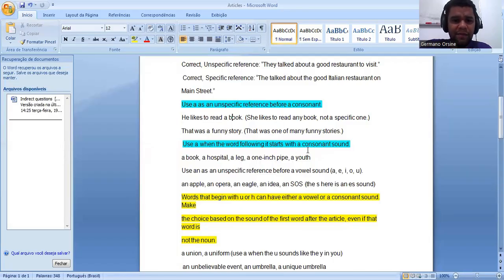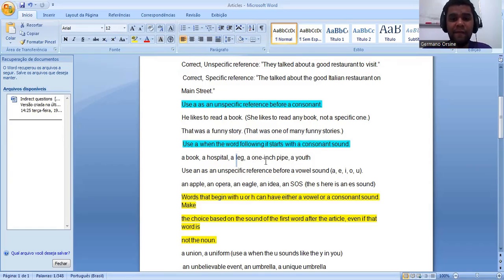All right, and that's it. As I said before, we use a when the word that comes right after it starts with a consonant sound. So let's take a look at some further examples. A book, a hospital. Okay, there are two ways to pronounce the letter H in English. The first one is this h sound, and it can also be silent, but we're going to talk about it later. A leg. Okay, the word that comes after the article starts with a consonant sound. In this case, the L sound.